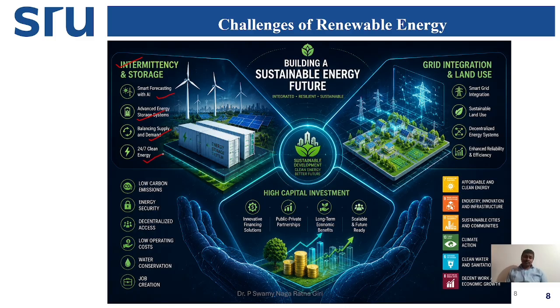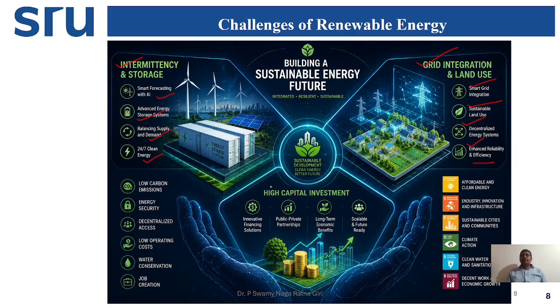So whenever you think about this, sustainable development will happen only by facing the challenges and getting to the solution from the challenges we have to face. You see here, grid integration and land use. Smart grid integration is very highly important nowadays, and sustainable land use is very important when you are placed in the grid system. A decentralized energy system can be adapted, and enhanced reliability and efficiency will be improved. So if you get this in the proper way, definitely a sustainable solution will be arrived at.